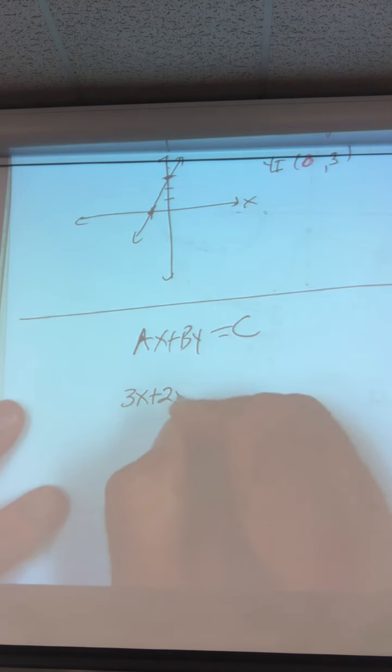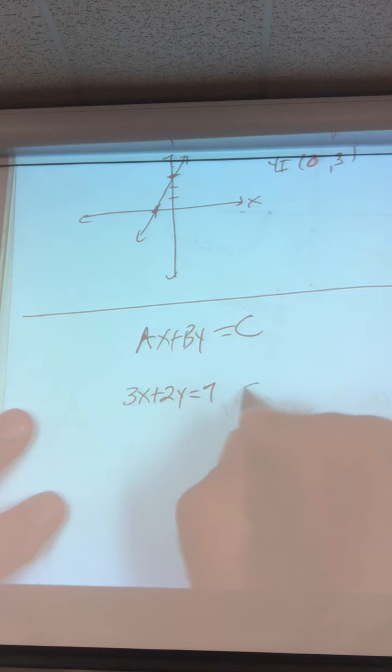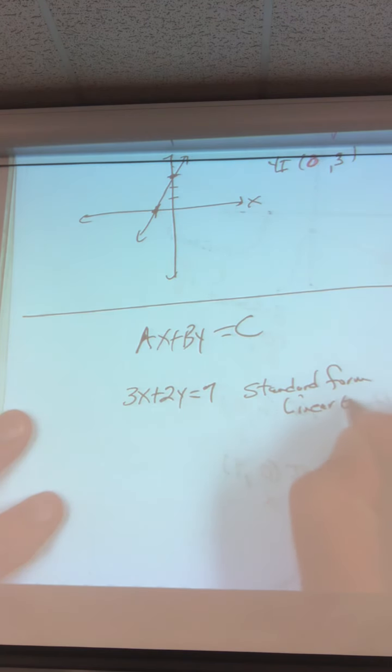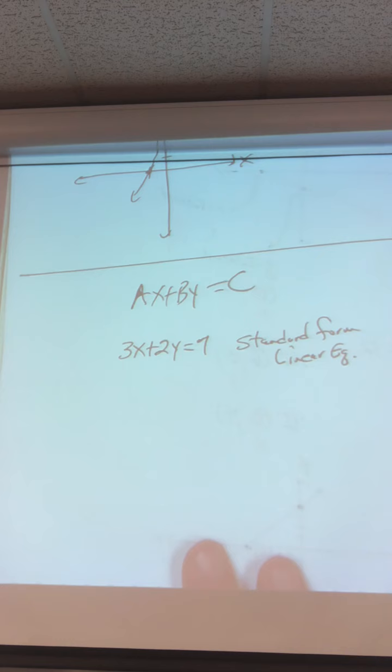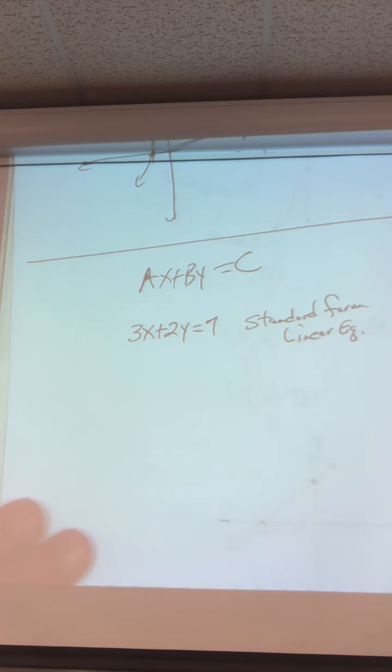So, if I have this, 3x plus 2y equals 7. This is a linear equation. This is what we call the standard form for a linear equation. Now, standard form just simply means this: the x and y are on one side and the numbers on the other. So this is a linear equation with two variables.